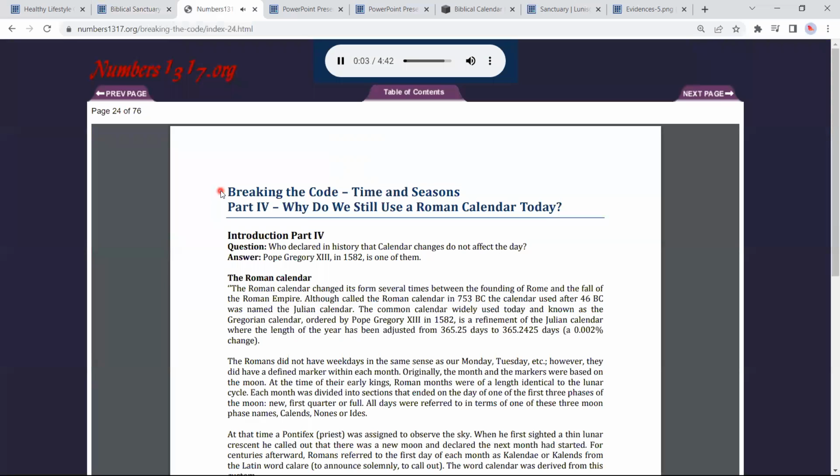Breaking the Code, Time and Seasons, Part 4. Why do we still use a Roman calendar today? Introduction to Part 4. Question: Who declared in history that calendar changes do not affect the day? Answer: Pope Gregory XIII in 1582 is one of them.